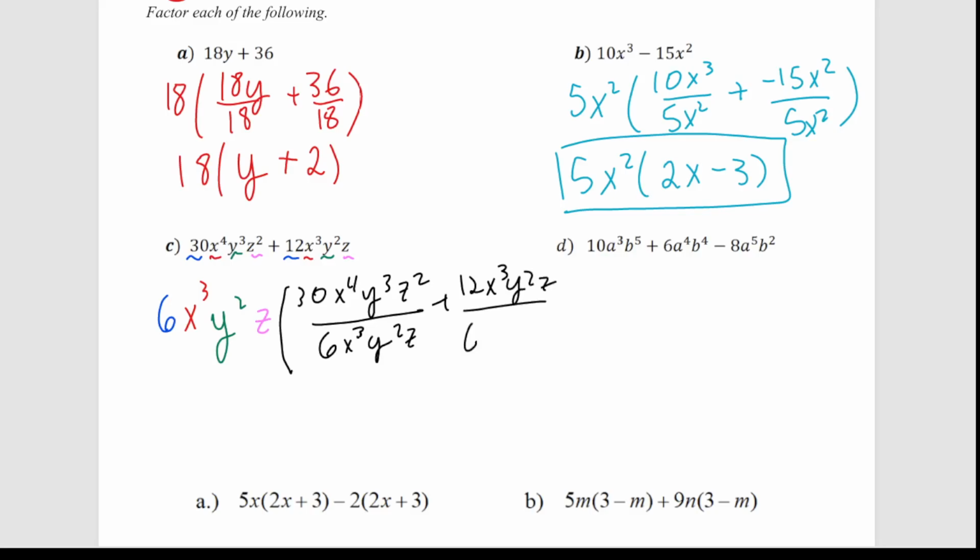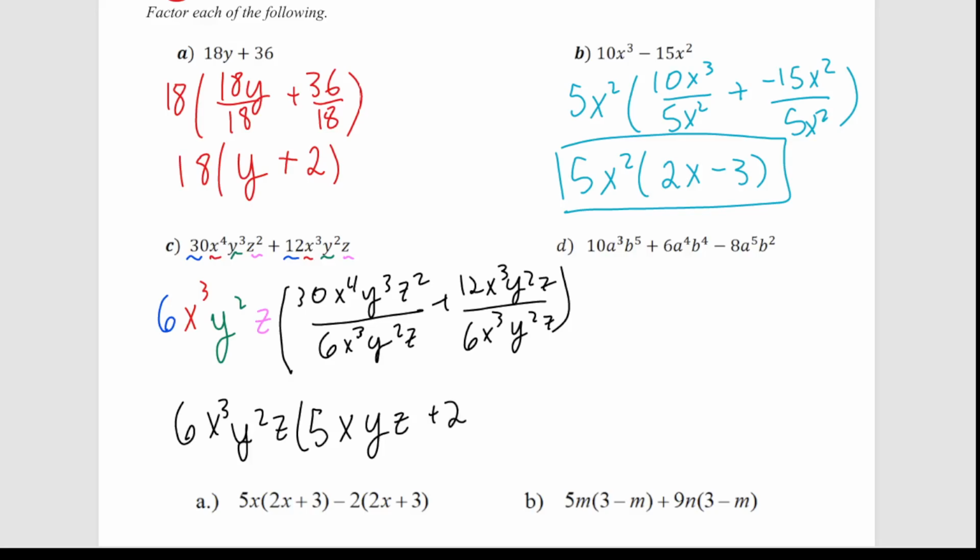And this is actually a good example of a problem where it's pretty helpful to explicitly show that division. And if you did this right, there shouldn't be anything left in the denominator after you simplified. If there is, that means you actually did not correctly identify the greatest common factor. So that first term remains the same. 30 divided by 6 is 5. X to the 4th divided by x cubed is x. Y cubed divided by y squared is y. Z squared divided by z is going to give us z. 12 divided by 6 is 2. X cubed divided by x cubed is 1. Y squared divided by y squared is 1. And z divided by z is 1.